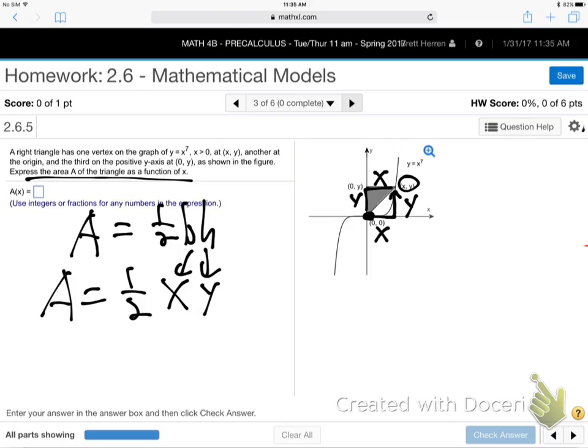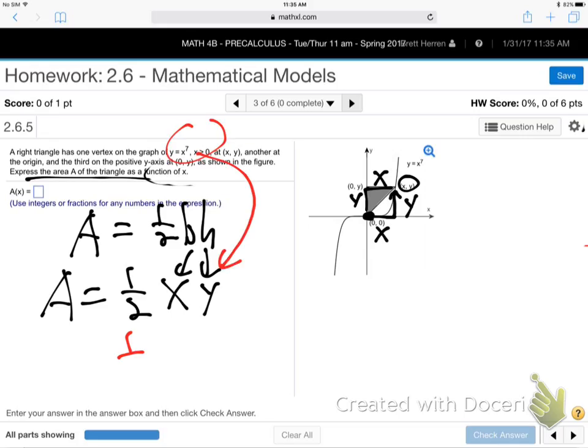Now, we can't leave it this way. We can never leave Y because they say as a function of X. So what do I do with that? How do I make that thing all X? Same thing we did before, huh? Just plug in the function. Just come up here to the function, grab it, and plug it in.